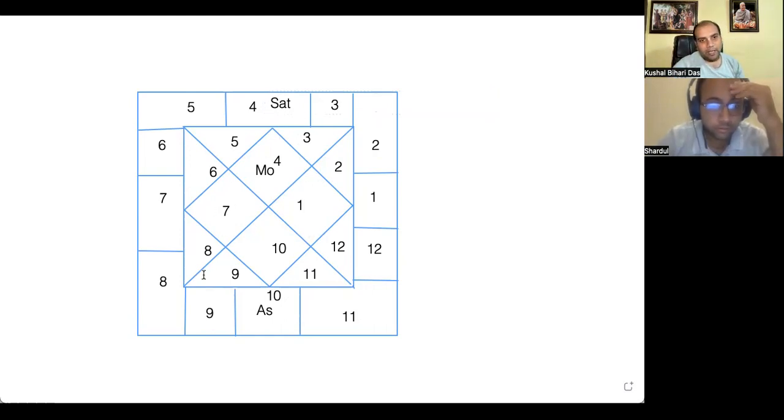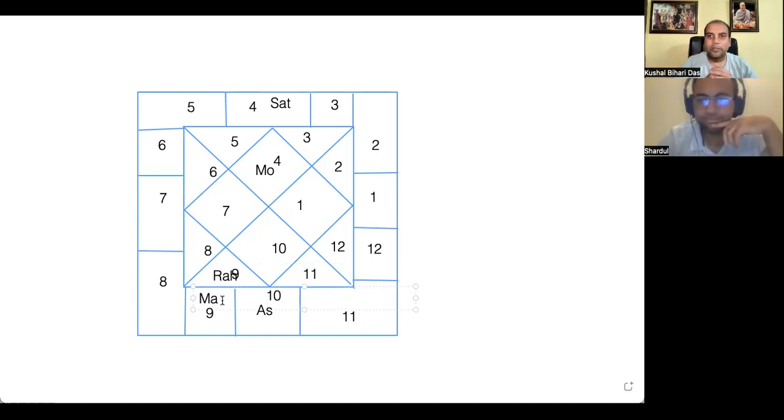Similarly, in the sixth house, suppose he has Rahu, and the girl has Mars here. So with the Mars-Rahu combination, there will be a lot of fights. There will be so many situations in the home. So this is superimposition. Okay. So this we can check.